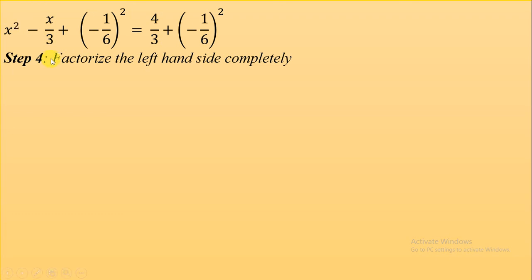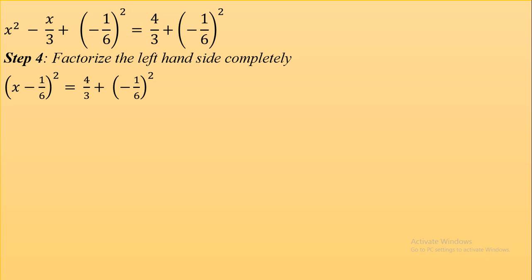Step 4. Factorize the left hand side completely. So you need to factorize this, and this is very, very important. So the trick, the logic of factorizing this, just pick x, which is the variable in consideration. Open a bracket, pick x, and take what you have in the bracket here to it, close it and square. This is what I mean.